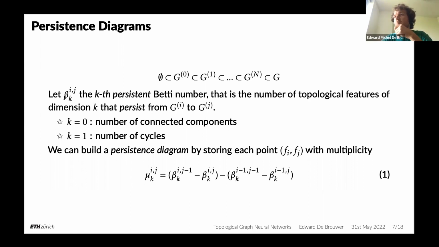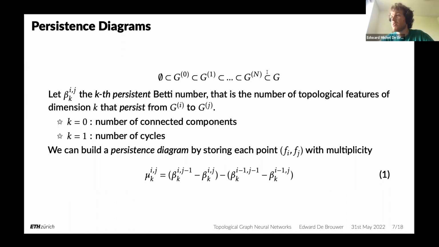So basically beta_{i,j,k} here would be the k-th Betti number, and so how many of those features basically persist from i to j. So basically from graph i to graph j in your filtration. And so this will give you an idea, if it's more persistent, of the importance of these topological features also in your graph.